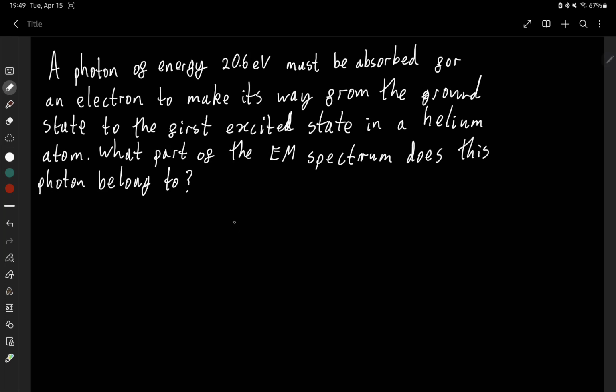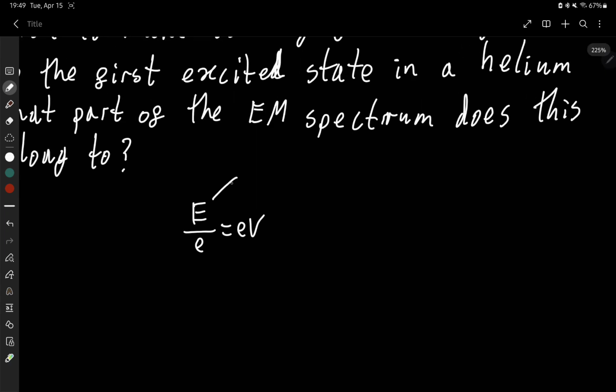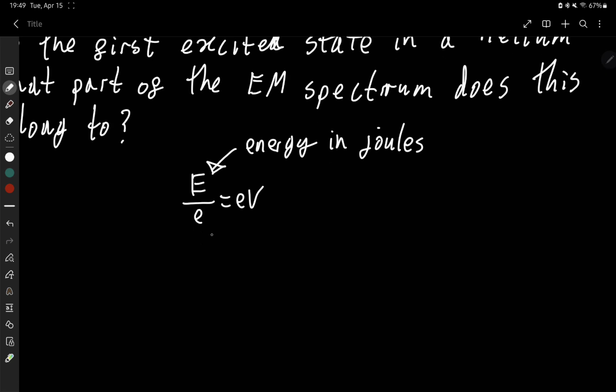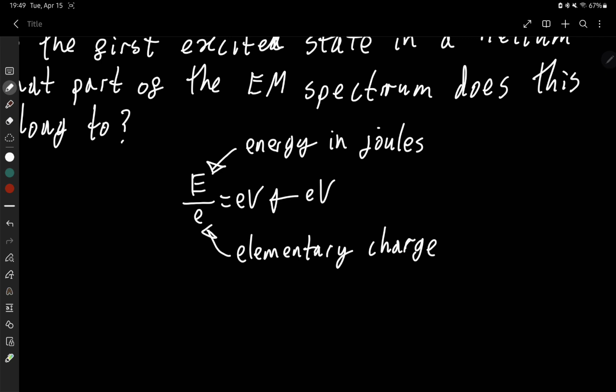So the way I think about converting it is just big E over small e equals electron volts. Big E is energy in joules, and small e is the elementary charge. And then that just gets you electron volts.